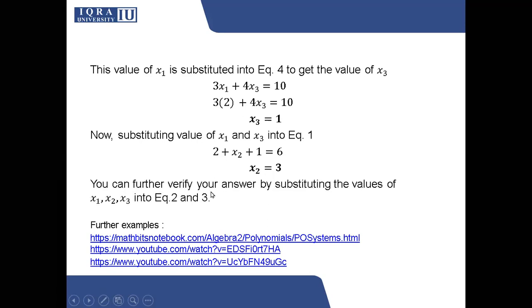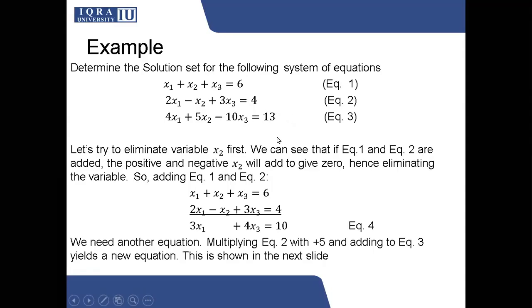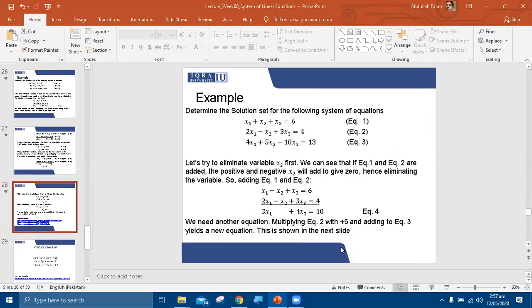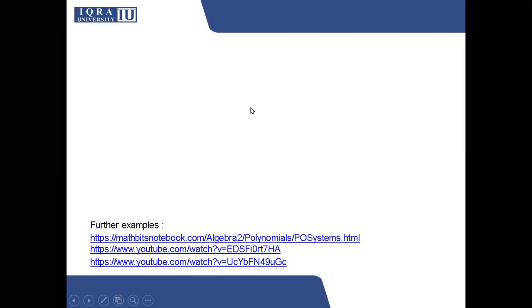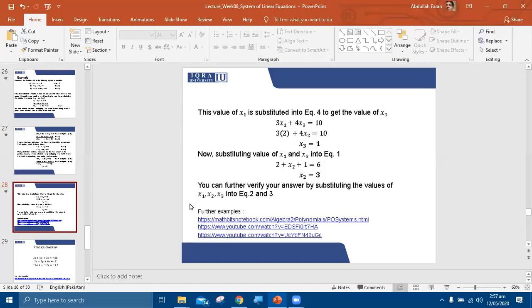We can further verify our answer by substituting these three values of x1, x2, and x3 into equations 2 and 3. Equations 2 and 3 are right here. Okay. So this is how you're supposed to solve a 3 by 3 system of linear equations. It can get a bit lengthy or a tedious task, but it helps a lot. These are further examples. You can watch them. So in order to summarize what we've done over here, I'll add something else.